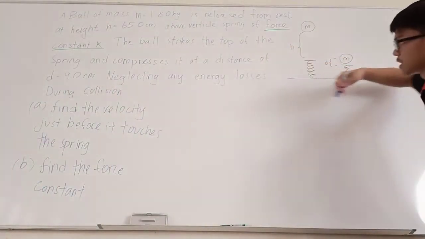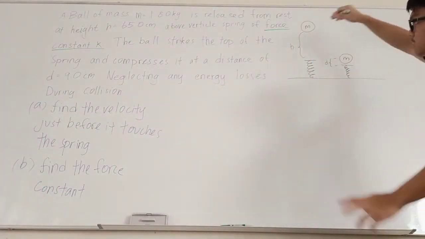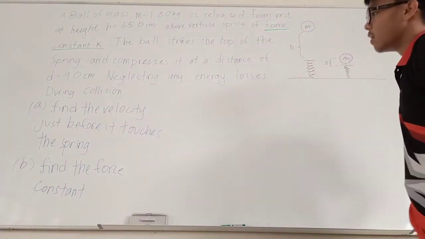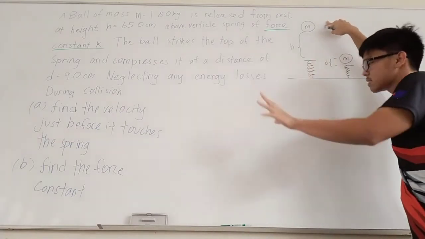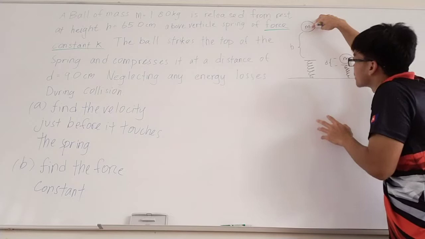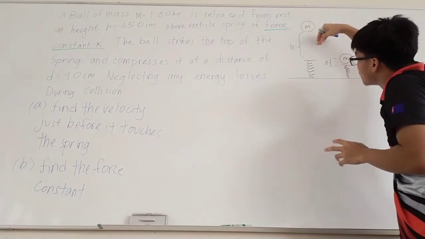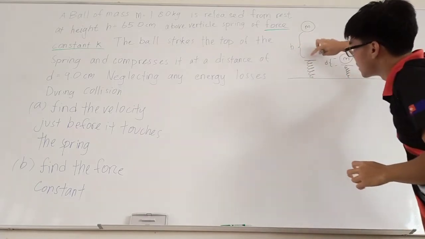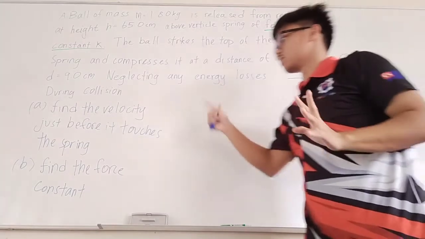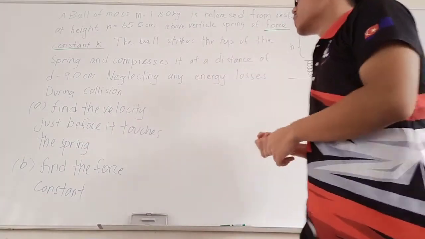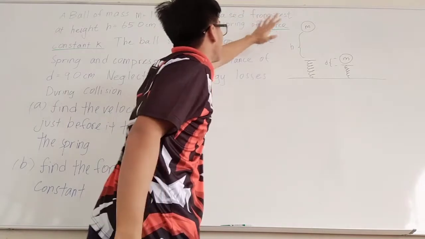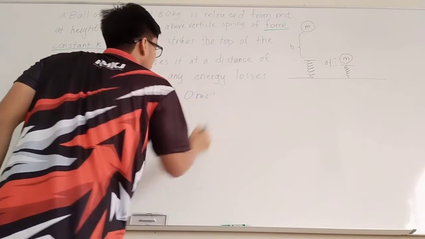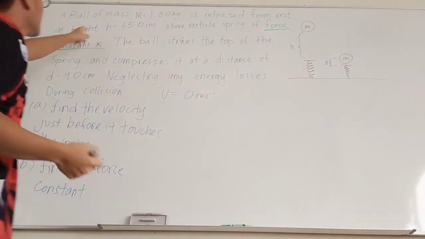So this is the situation given in the tutorial in question number 8. How to find the velocity just before it touches the spring? That means it falls down just before it touches. So at this moment, at h distance, it's just before it touches the spring. We know that it is released from rest, so u should be 0, and then our h is this one.